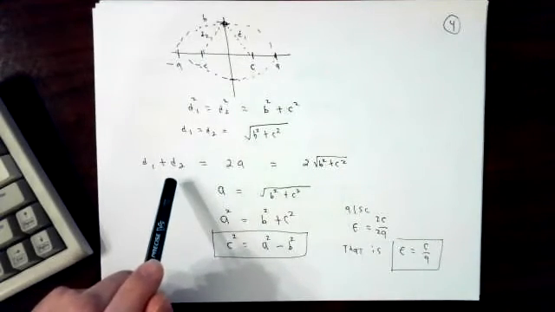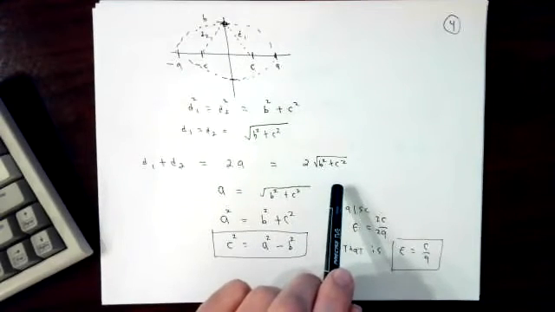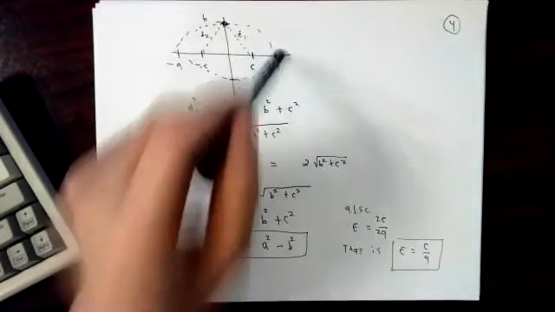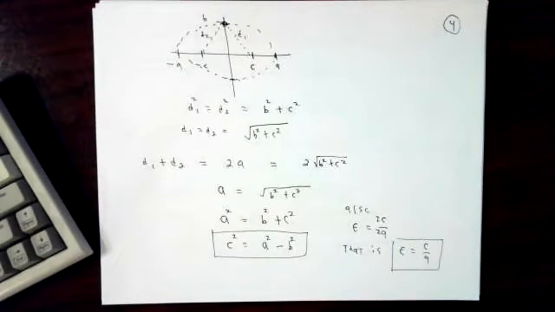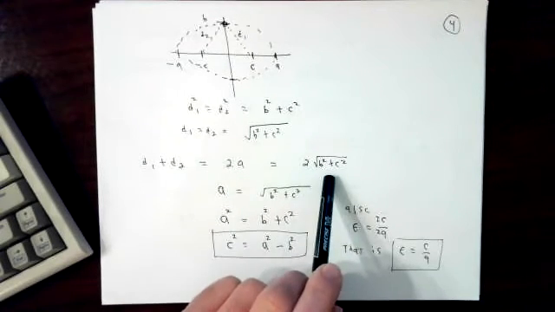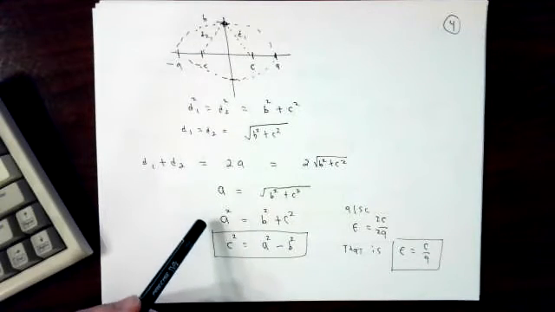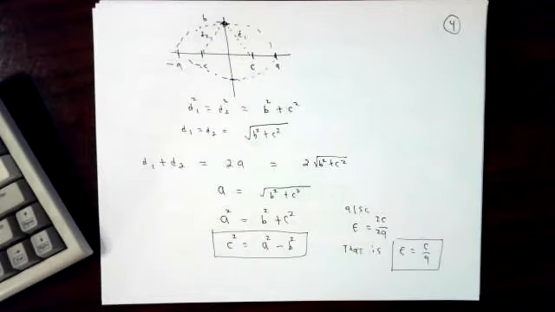So D1 plus D2 must be 2 times the square root of B squared plus C squared. On the other hand, when we were looking at this point, we figured out that D1 plus D2 has to be 2 times A. So this number and that number have to be the same thing. Get rid of the 2, square both sides. People usually write this with the C squared over on the left. C squared is A squared minus B squared. So there's a relationship between these 3 numbers that we've figured out by looking at a certain particular point.